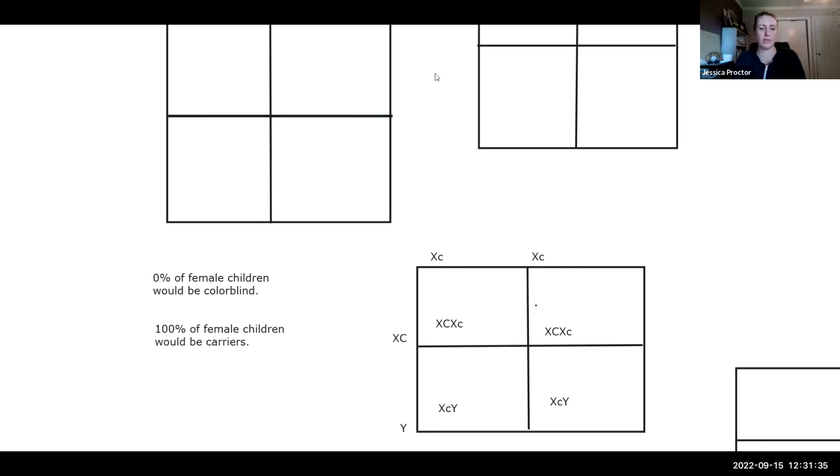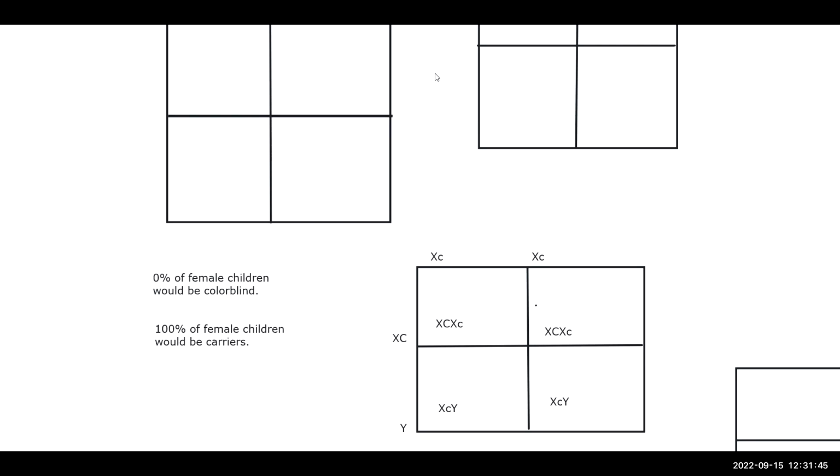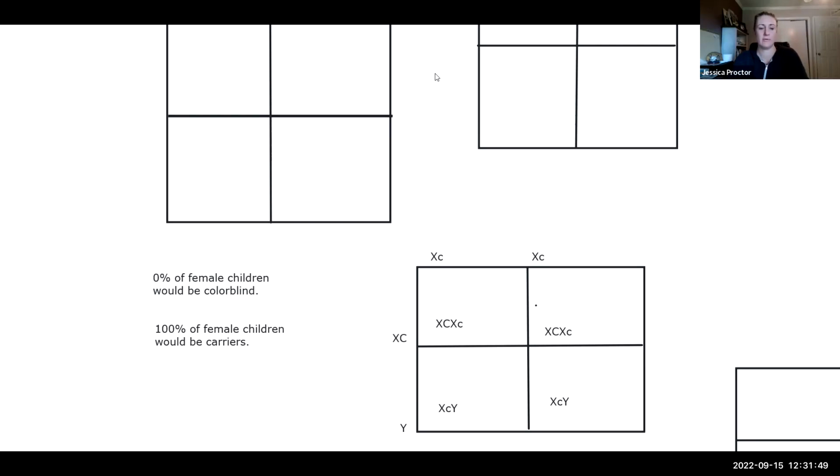Okay, but the male children, so now we're just looking at the bottom half of our Punnett square. So out of the male children, what percentage would be colorblind of the male children? 100%. 100%. Excellent. So 2 out of 2, 100% of male children would be colorblind. Okay. All right, so those are our likelihoods.